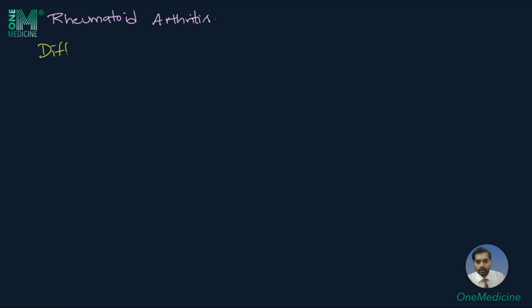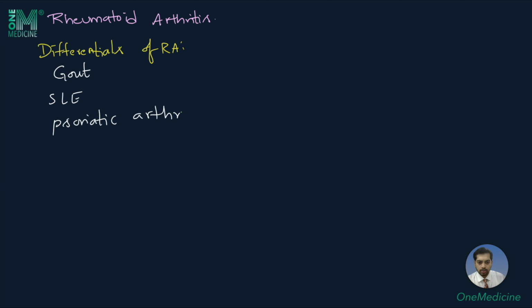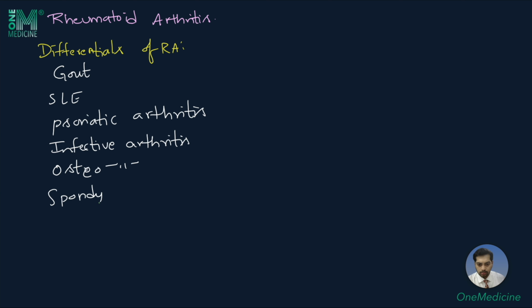Now let's look at the differentials of rheumatoid arthritis. These include gout, SLE, psoriatic arthritis, infective arthritis, osteoarthritis, spondyloarthritis, sarcoidosis, polymyalgia rheumatica.